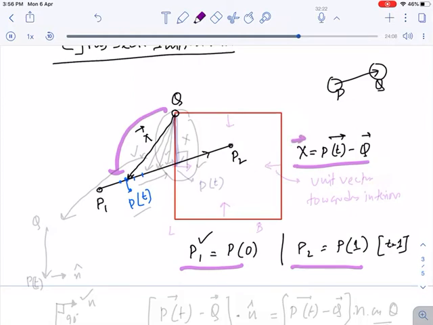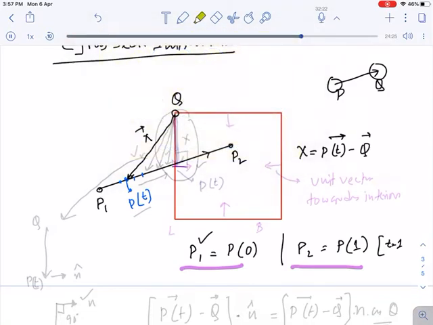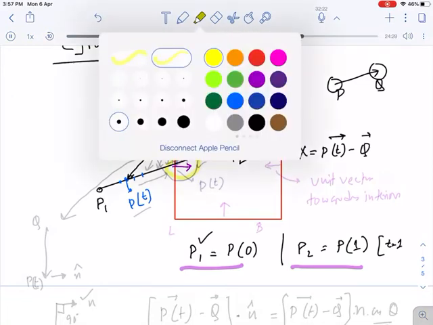Now, Cyrus Beck considers a unit vector on each edge of the window. He considers a unit vector perpendicular to the window boundary. So, this is a unit vector. What is a unit vector? A unit vector has magnitude 1.